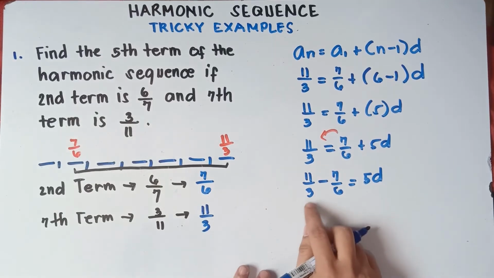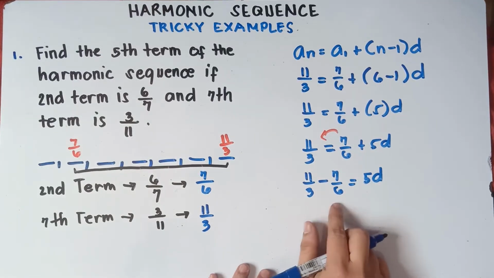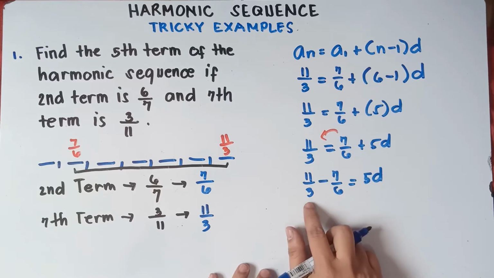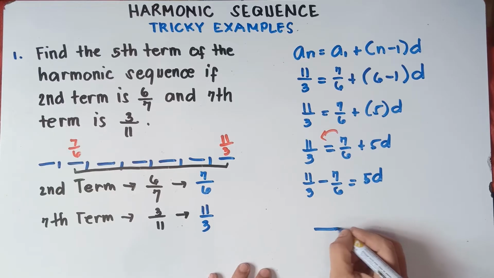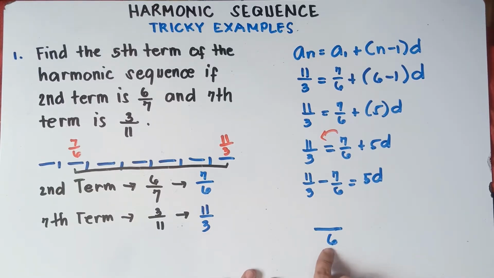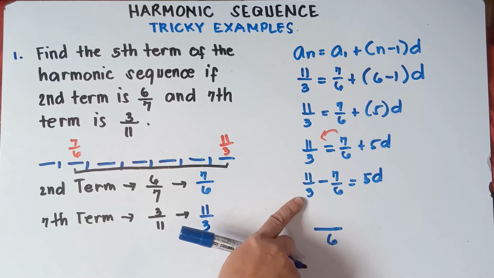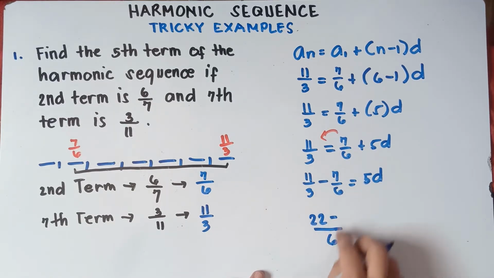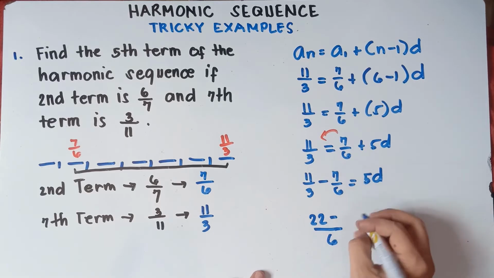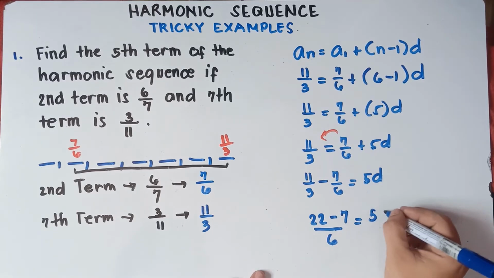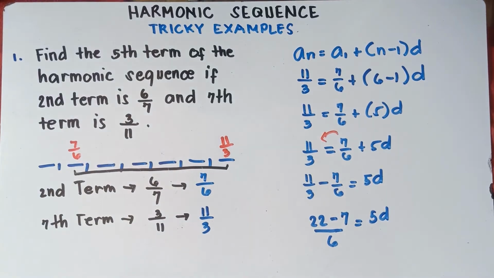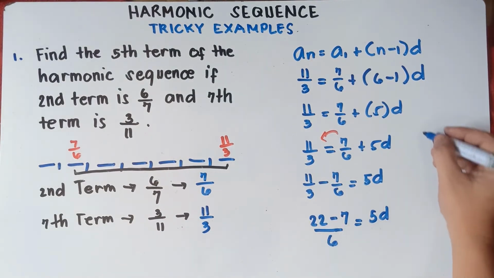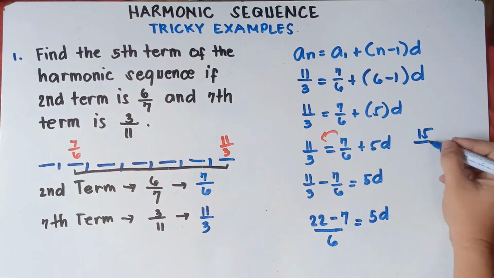Alright, now the rules in subtraction of fractions. If the denominators are not the same, you will find the LCD, the least common denominator, for 3 and 6. Of course, that would be 6, right? So 6 divided by 3 is 2 times 11, that would be 22. Minus, copy the minus sign, then 6 divided by 6 is 1 times 7 is 7 equals 5d. Alright, and then next, subtract 22 minus 7, that would be 15 over 6 equals 5d.